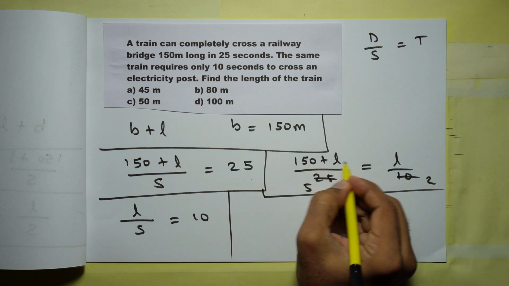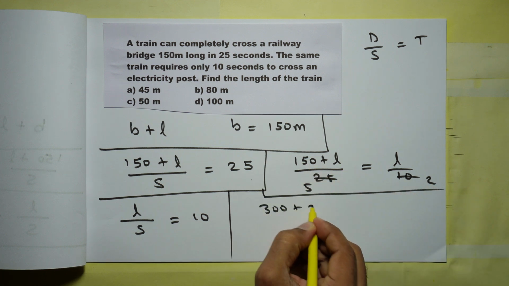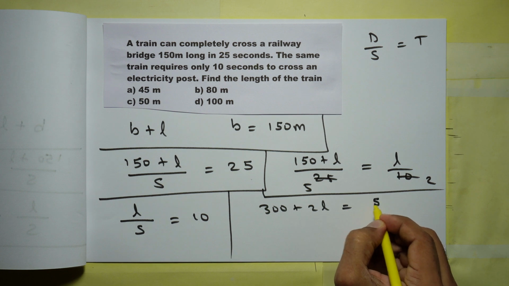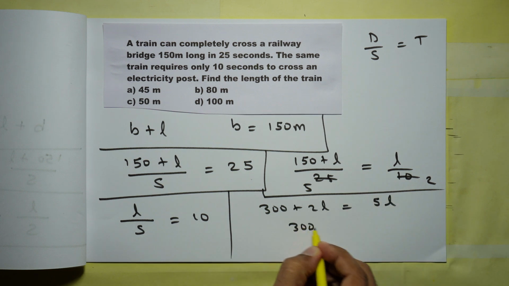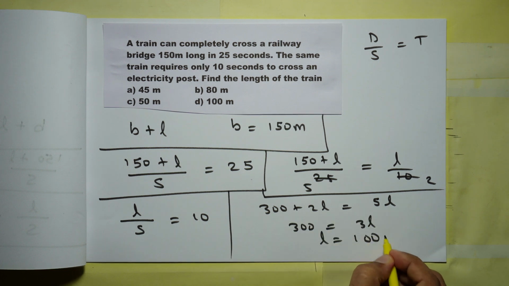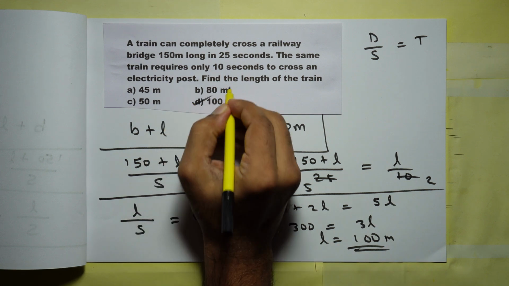That is 2 into 150 plus L, that is 300 plus 2L, that is equal to 5L. We'll bring 2L to the other side. So 300 is equal to 3L, or L is equal to 100. 100 meters. That is the length of the train. That is option D.